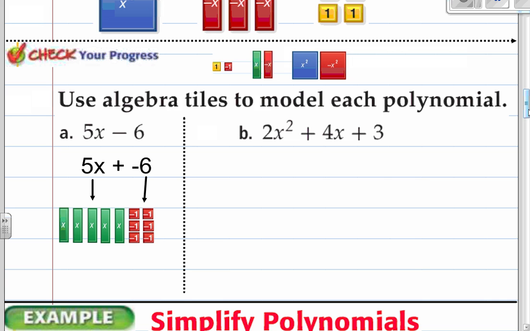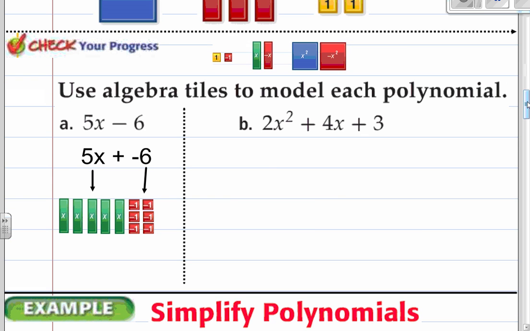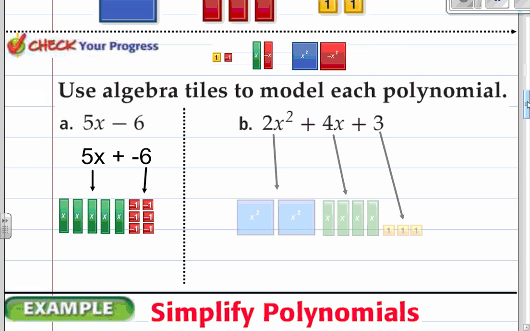And then taking a look at B, we have 2 x squareds plus 4 x's and plus 3. So what we would do here is, since there is no subtraction, all we would have to do is literally draw our 2 x squareds, 4 of the x's, and 3 of the 1's. That's algebra tiles.